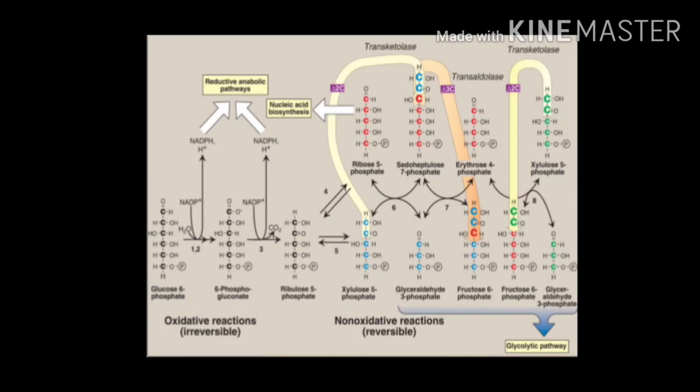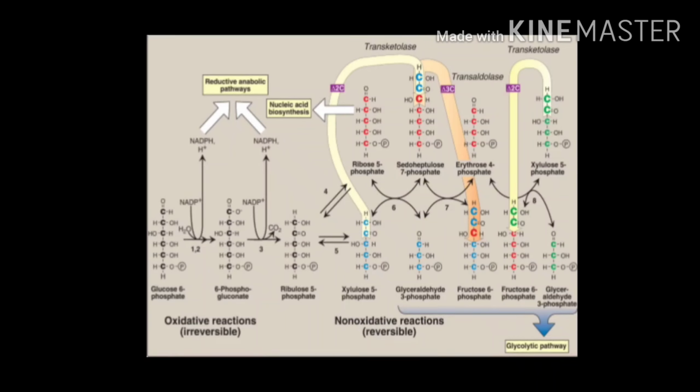The glyceraldehyde 3-phosphate that is formed is an intermediate of glycolysis, so it will enter the glycolytic pathway. On the other hand, pseudoheptulose 7-phosphate is transferring 3 carbon atoms to glyceraldehyde 3-phosphate, converting it to fructose 6-phosphate. This fructose 6-phosphate is again an intermediate of glycolysis, so it will enter the glycolytic pathway, leaving behind erythrose 4-phosphate, and this is achieved by the enzyme transaldolase. So this is how the non-oxidative reaction of the pentose phosphate pathway takes place.